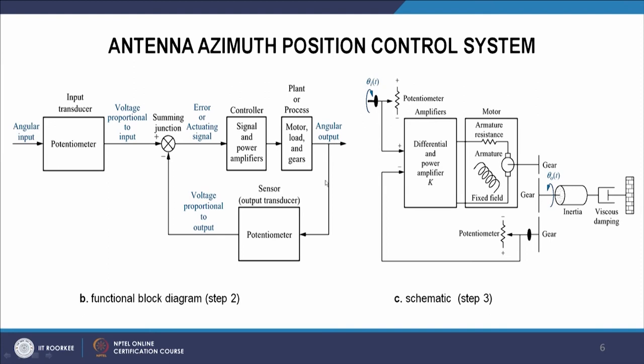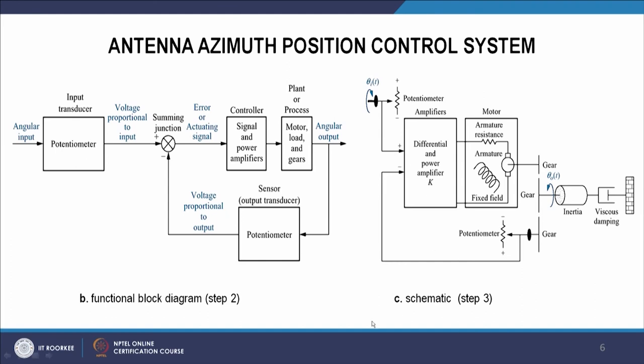Now there is a feedback loop. This is a closed loop system. You can see the angular output is going to be fed back through the potentiometer and back to the summing junction here. And this error again is going to feed into the controller. So this is a functional diagram showing the name and function of the components and the flow of the signal.